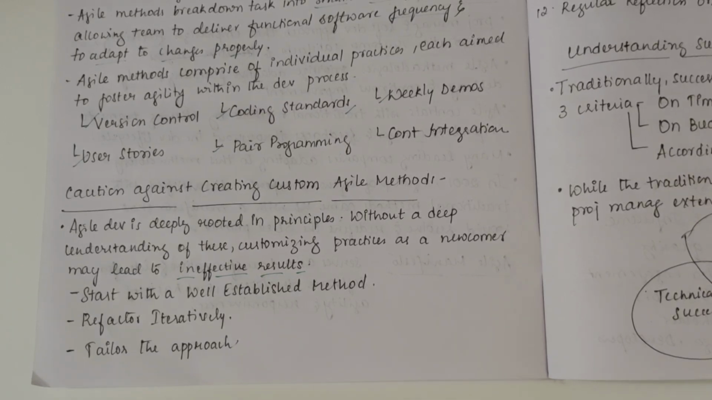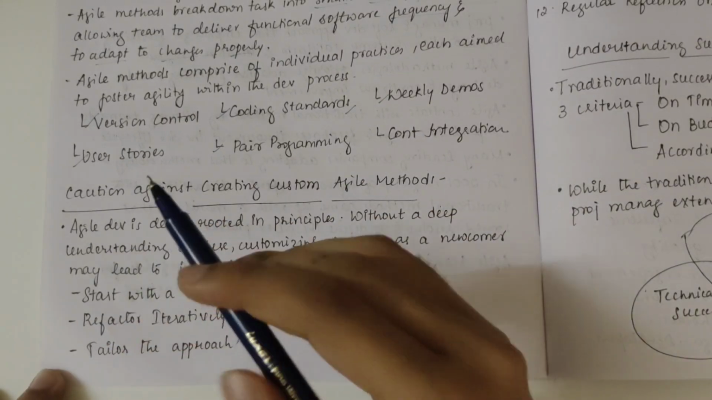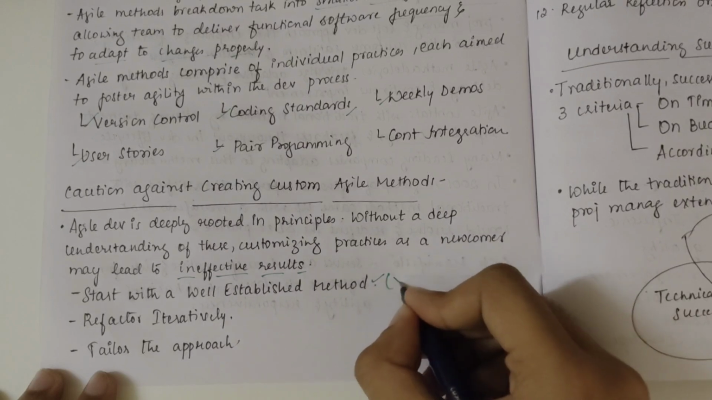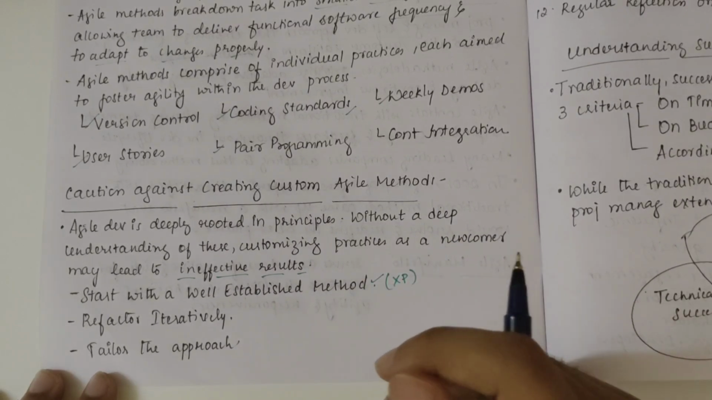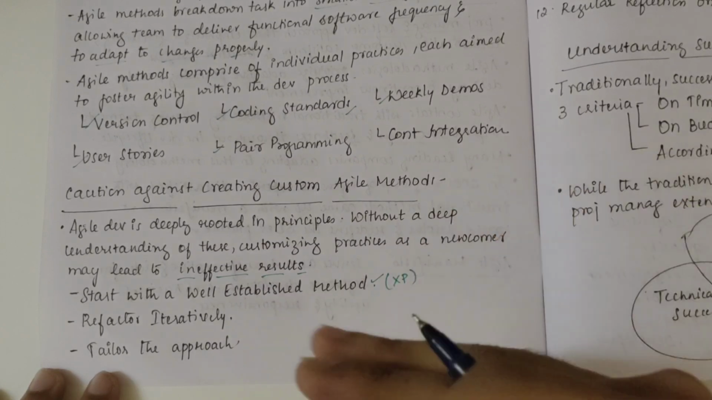And if you are a new company or someone new to the agile methodology or agile practices, we can follow these steps. We can start with a well-established model. The best example could be XP. So we can start with XP or Scrum to gain experience with how it works.